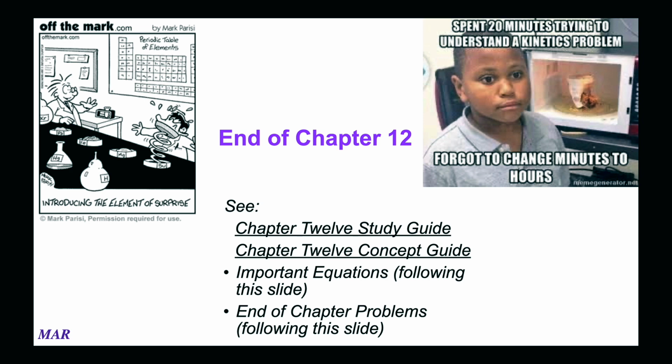Right after these notes, there are some important equations that kind of follow this slide. Those are kind of the overview of some of the more important equations from this section. And after that, there's a series of problems from this particular chapter. Problems are on one page and the answers are on the next. Try and do the problems yourself. See how you do. If you get stuck, let me know.